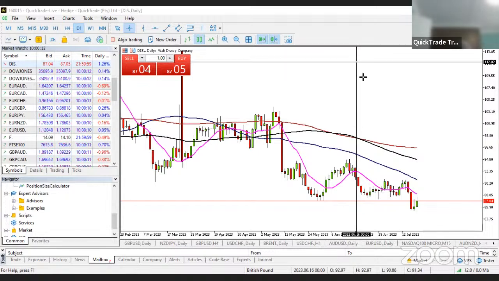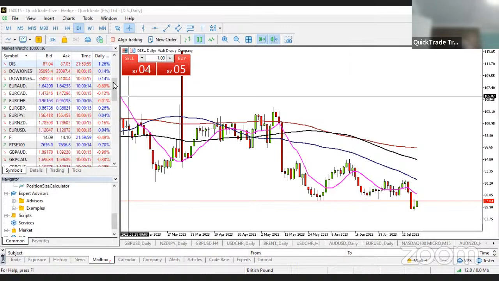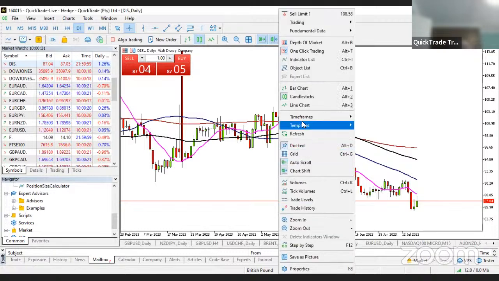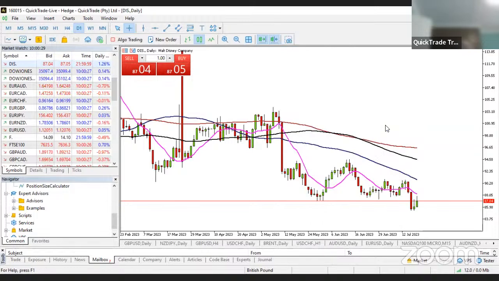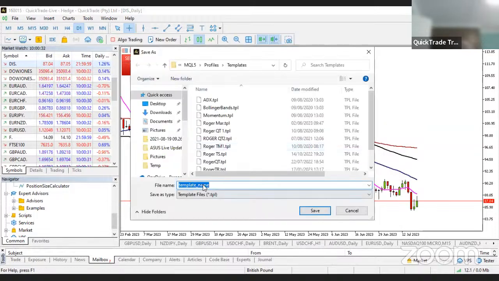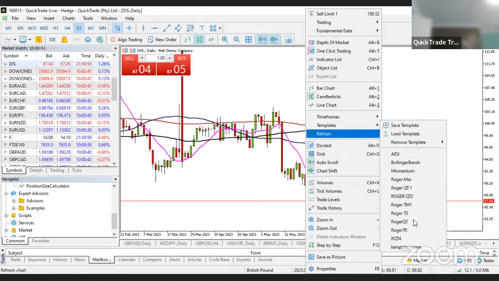Okay. Anything else you want to discuss? Traders, don't forget to save your charts. I just want to remind you guys. Right click on the blank part of the chart, go to templates, then click on save template. And then when it comes up, put your name in there and press the save button. And when you lose your charts for whatever reason, it's quite simple: go to templates, go to the one you saved, click on it, and you're up and running again.